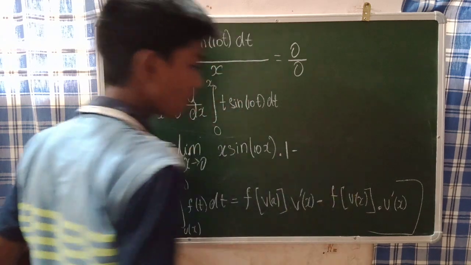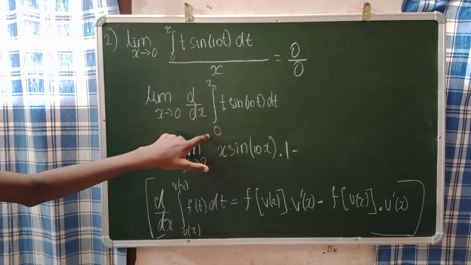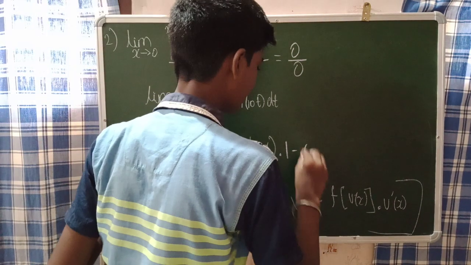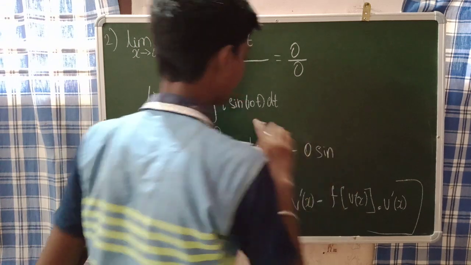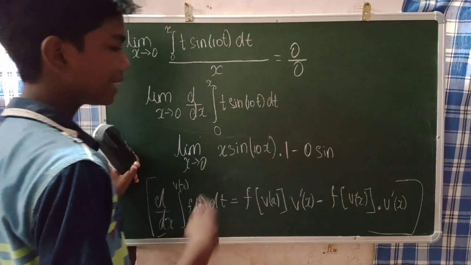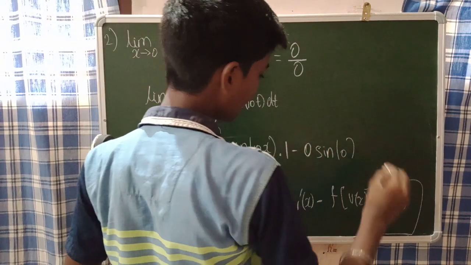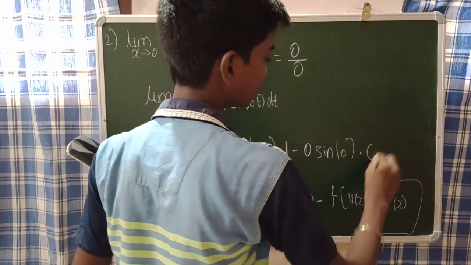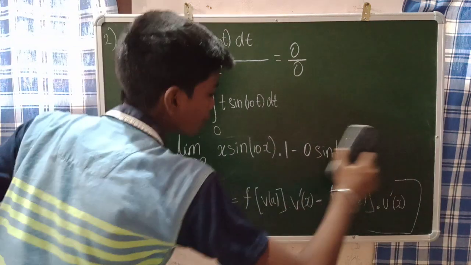Then minus f of the lower limit, that is f of 0. Just put t as 0. When you put t as 0, I get t into sin of 10 into 0, and 10 into 0 is 0 only. Then into the derivative of the lower limit, that is the derivative of 0, which is 0 only. So 0 into sin 0, of course it will be 0, so I don't need to write this.